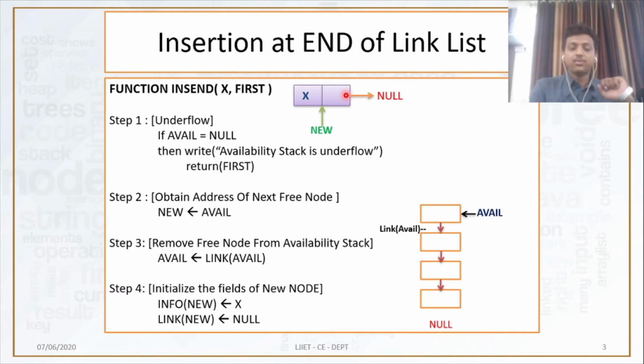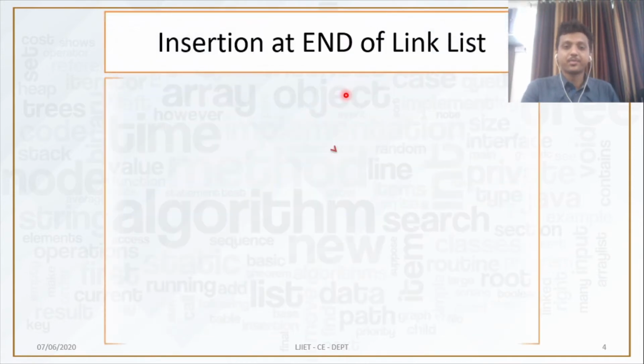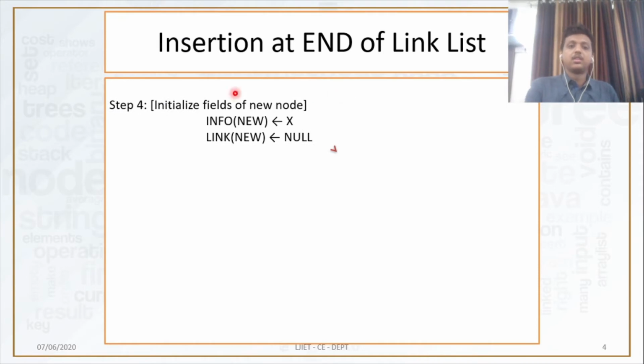If the first one is, if my linked list is empty. See, I want to insert at the end of the list, but there is no linked list. Then what happens? The second one is, if the linked list exists, then at what point do I need to insert it, or how can I insert that node at the end of the list? Fine. So let's begin. See, this is the last step that we have seen. Initialize the fields of the new node, info of new arrow x, and link of new arrow null.